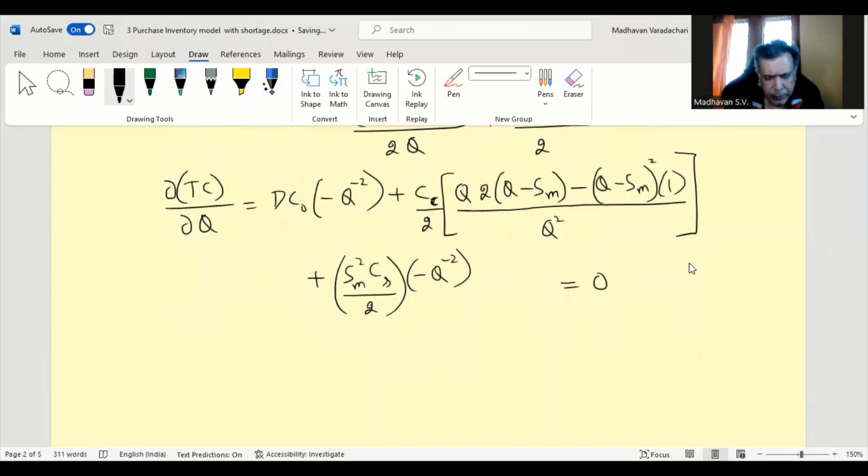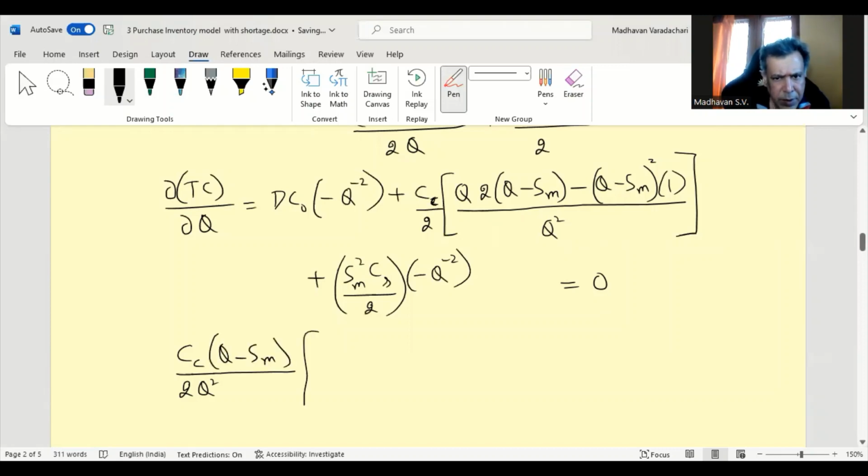So what do we get? Let us take this term to the right side and even this term to the right side. Means we will have Cc by 2 Q square. And then we may notice this Q minus Sm is common in these two. I can take that also outside. Q minus Sm. Open a bracket now. What is left now? 2Q is there inside. Here you will have Q minus Sm because one Q minus Sm you took outside. The other one is still there.